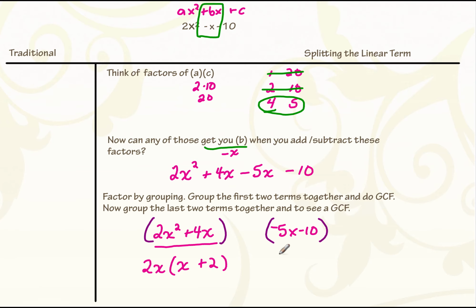Now ding, ding, ding, I want x plus 2 to show up here also. So what do I have to pull out to make that x plus 2? Well, if I pull out a negative 5, negative 5 times x is negative 5x. Negative 5 times positive 2 is negative 10. Okay, done. I'm going to do greatest common factor again, which means they both had an x plus 2 to give. And I'm left with a 2x and a minus 5. There. Factored by splitting the linear term.